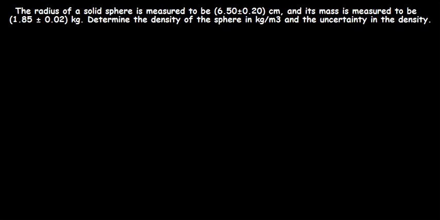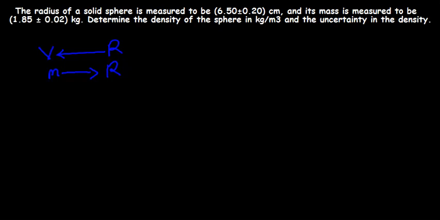In this tutorial we're going to be looking at a problem that has to do with calculating the density of a solid sphere and determining the uncertainty in the density. To do that we are simply going to start by finding the volume of the sphere using its radius, and then use the mass to calculate the density. Finally, we will simply use the error propagation to account for the uncertainty in the measurement.